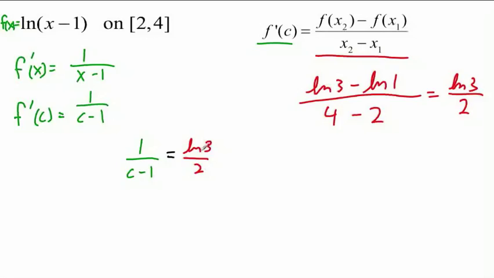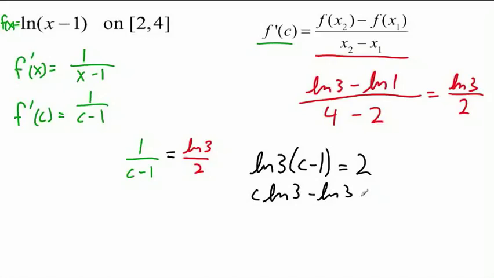Now all we got to do is solve from this point. So I can actually cross multiply at this point, and I get the natural log of 3 multiplied by c minus 1 equals 2. I want to get c by itself, so I'm going to distribute this. Natural log of 3 times c minus natural log of 3 equals 2. Add the natural log of 3 over.